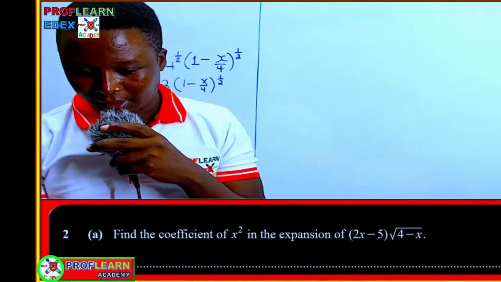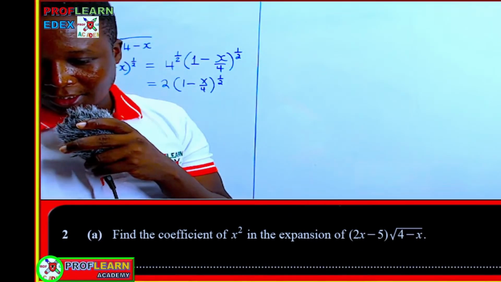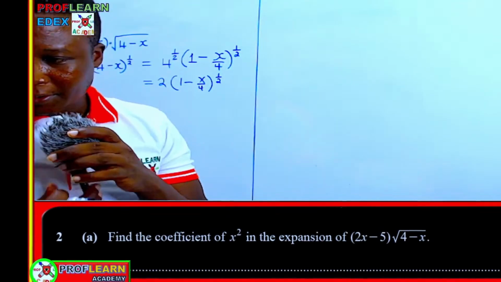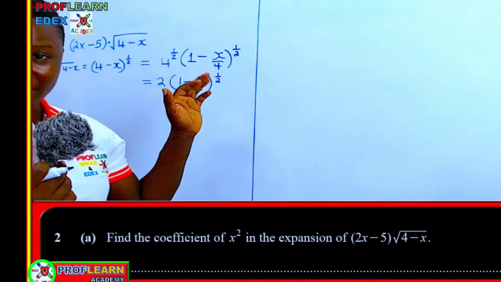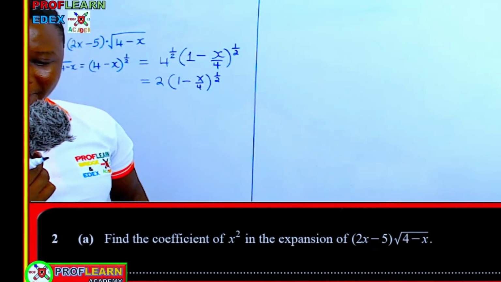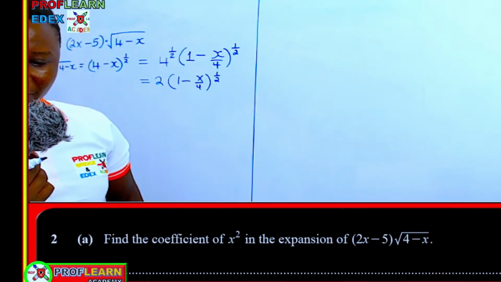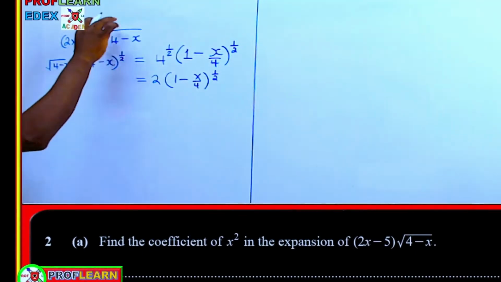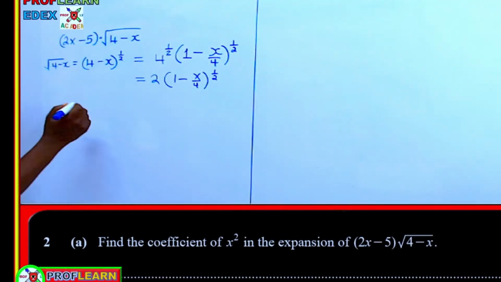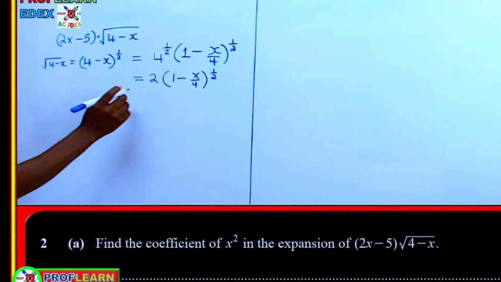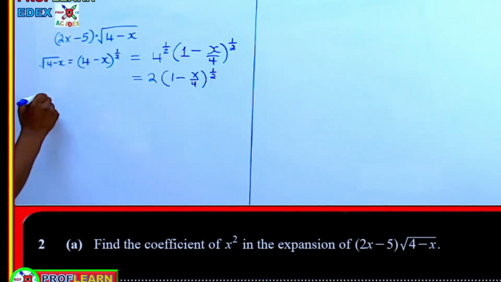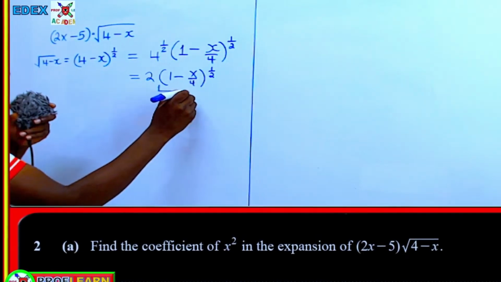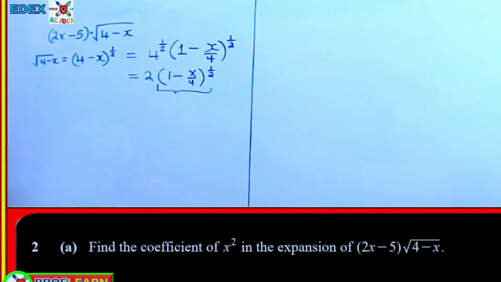Now this is the part that we have at this given point that we are going to try to expand. This part that we have here is the one that we are going to expand using the binomial theorem, right? So we can now conclude that this is the part that needs our expansion. This one here is the one that needs our expansion.